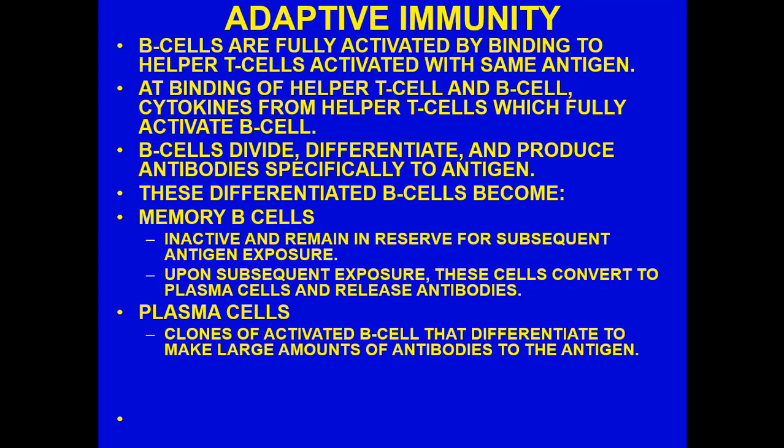Now, these differentiated B cells become memory B cells and plasma cells. Plasma cells are the revved up, activated B cell that basically differentiate to make gobs and gobs, incredible amounts of antibodies to that antigen. Memory B cells, there are reserves. They're going to be inactive. They're going to remain in reserve for subsequent antigen exposure. And upon subsequent exposure, these cells will convert to plasma cells and release antibodies.